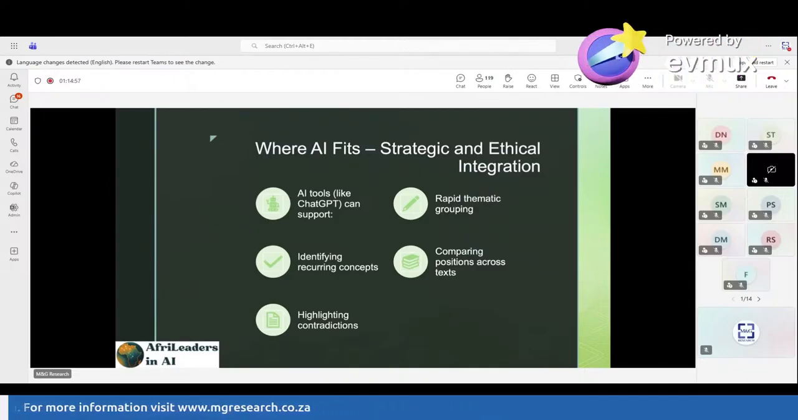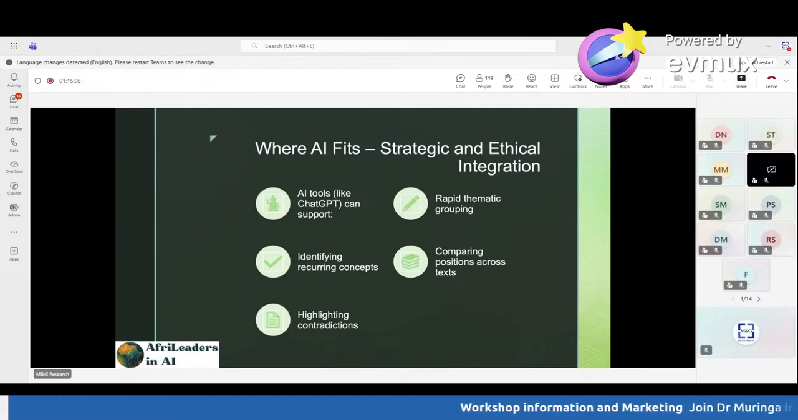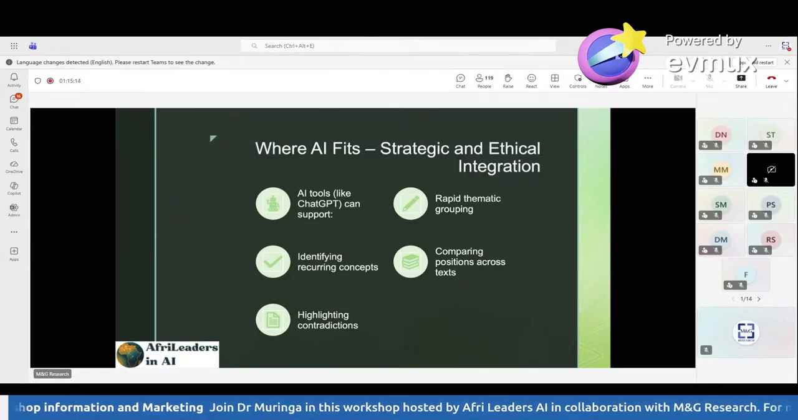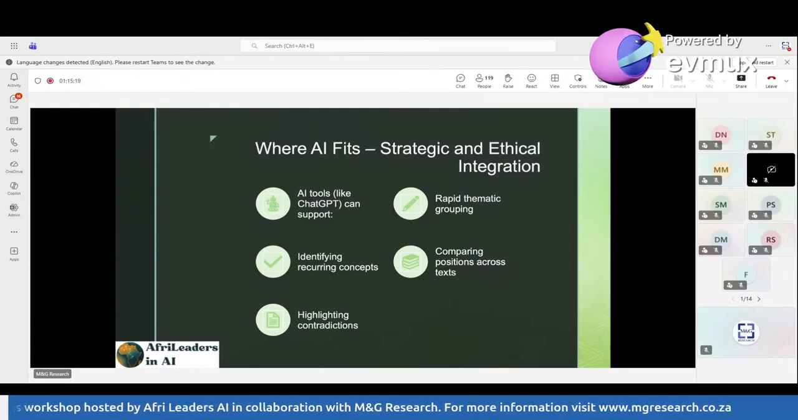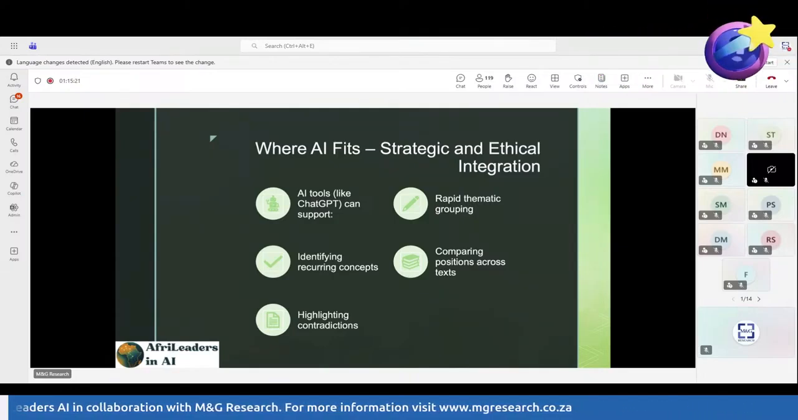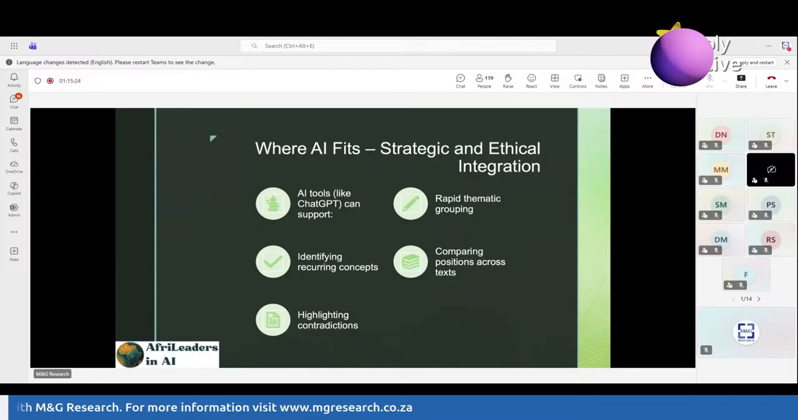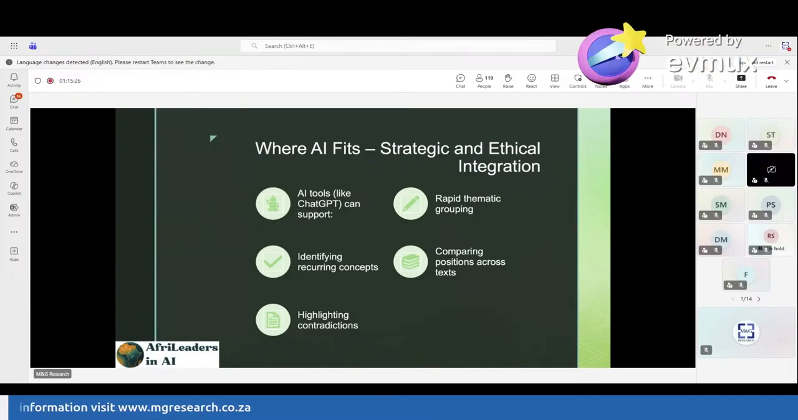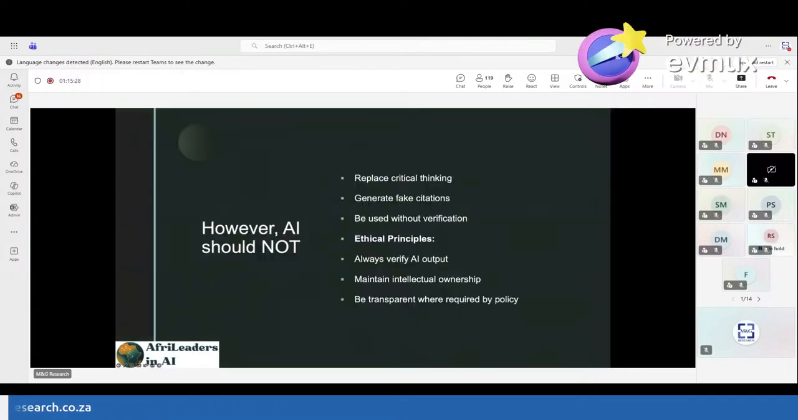So where does AI fit in this particular case? We're saying here that it becomes a strategic and ethical integration tool, right? AI tools like ChatGPT can support us when we have literature gathered, like we gathered literature last week, right? So we need to do a rapid thematic grouping when we want to identify recurring concepts, compare positions across texts and also highlight contradictions. This is where ChatGPT comes into place, and we're going to use ChatGPT to develop those paragraphs, right?